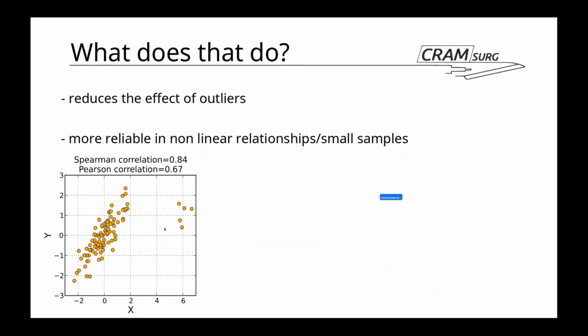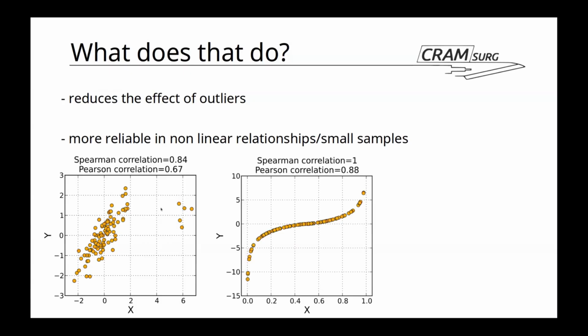But there are also some outliers. If you run a Spearman correlation on this, you get a fairly high correlation coefficient, which is lower if you run it as a Pearson. That is to say, these outliers are affecting the correlation less if you run Spearman versus Pearson. It also seems to be more reliable in nonlinear relationships or small samples.